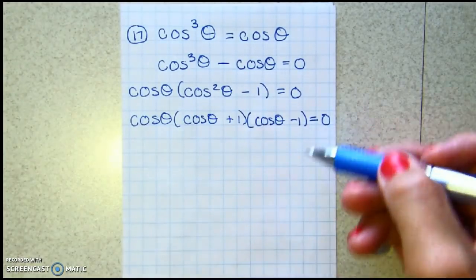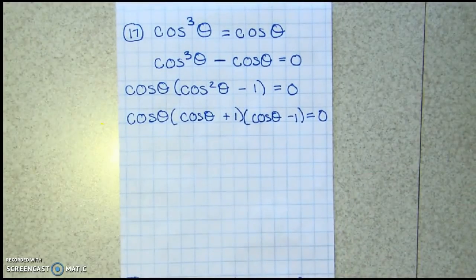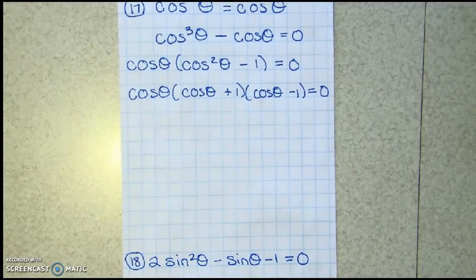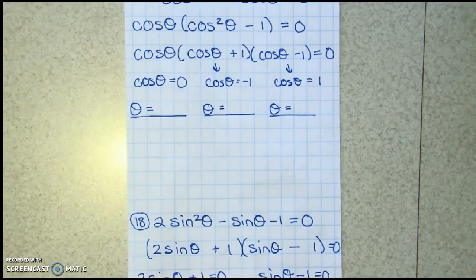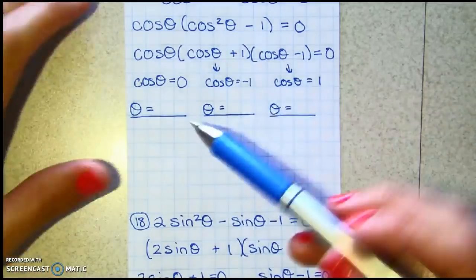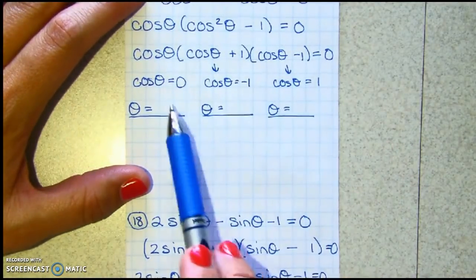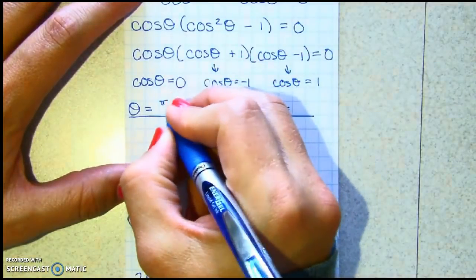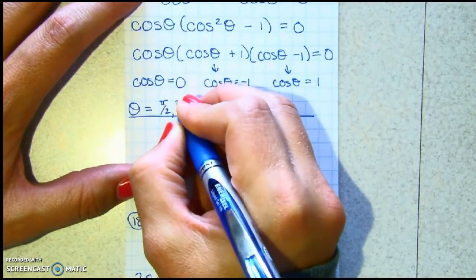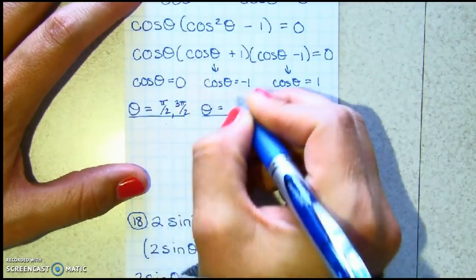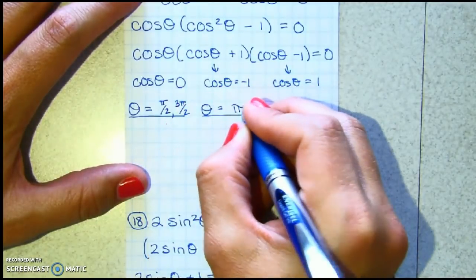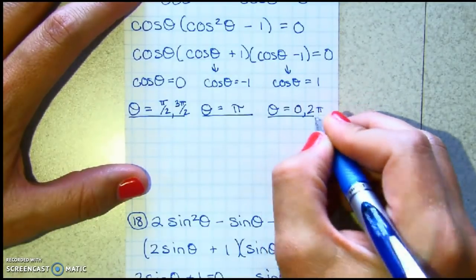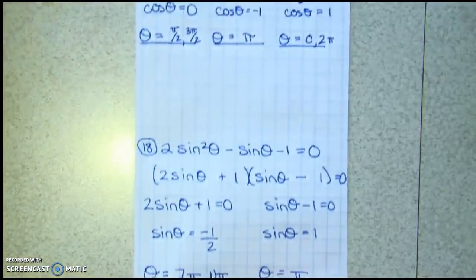Okay, from here we use zero product property. I'm going to pause it and just write the answers because I'm running out of time. Okay, so zero product property was set each factor equal to 0. Where does cosine equal 0? Do you know that yet in your head? Cosine equals 0 at pi over 2, 3 pi over 2. Where does cosine equal negative 1? At pi. And where does cosine equal 1? At 0 or 2 pi, depending on which one's included. Here, factors.